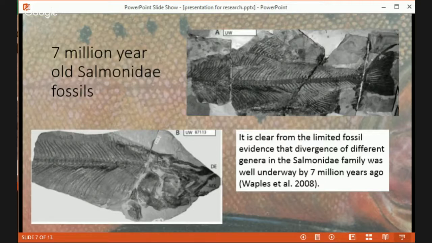And by 7 million years, it was clear from the fossil record that divergence was well underway. Different species of salmon, like pink salmon, chum salmon, and others are shown in the fossil record. And so we can assume that if these species that are in the same family have diverged, some of the other trout species have probably diverged as well by 7 million years ago, just based on fossil evidence.